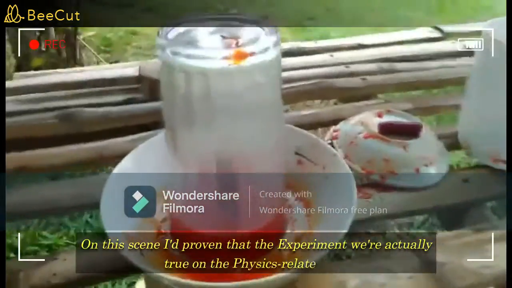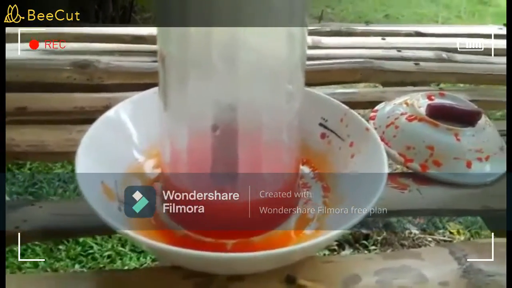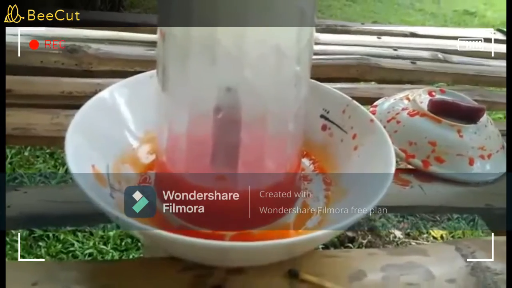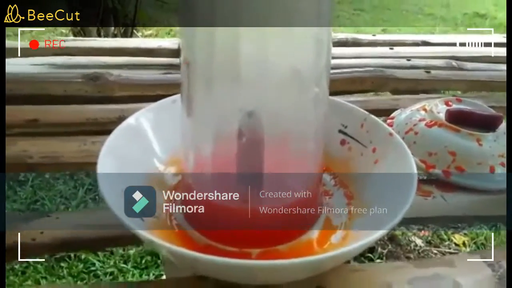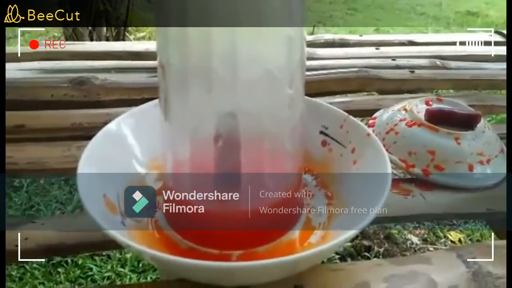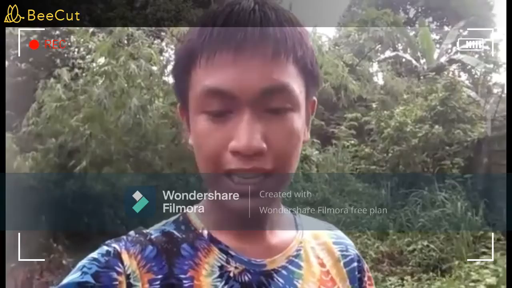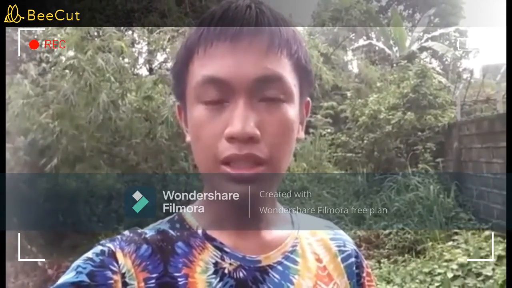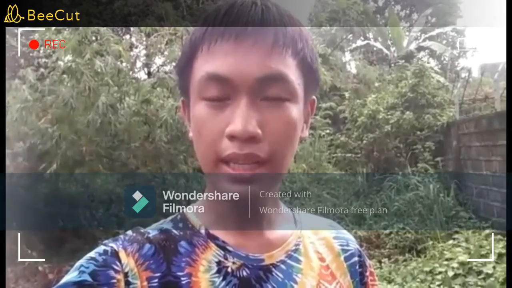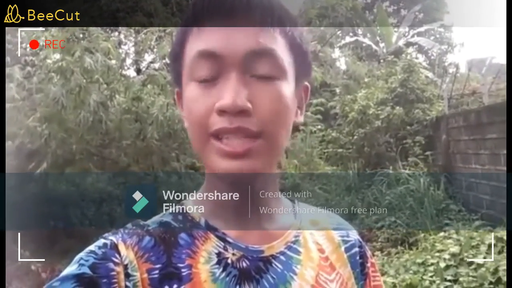So as you can see, the dye was sorted out in the glass, and now the candle is lit. As you can see in the experiment, this proves that the relationship between the temperature and the pressure at a constant volume is directly proportional.